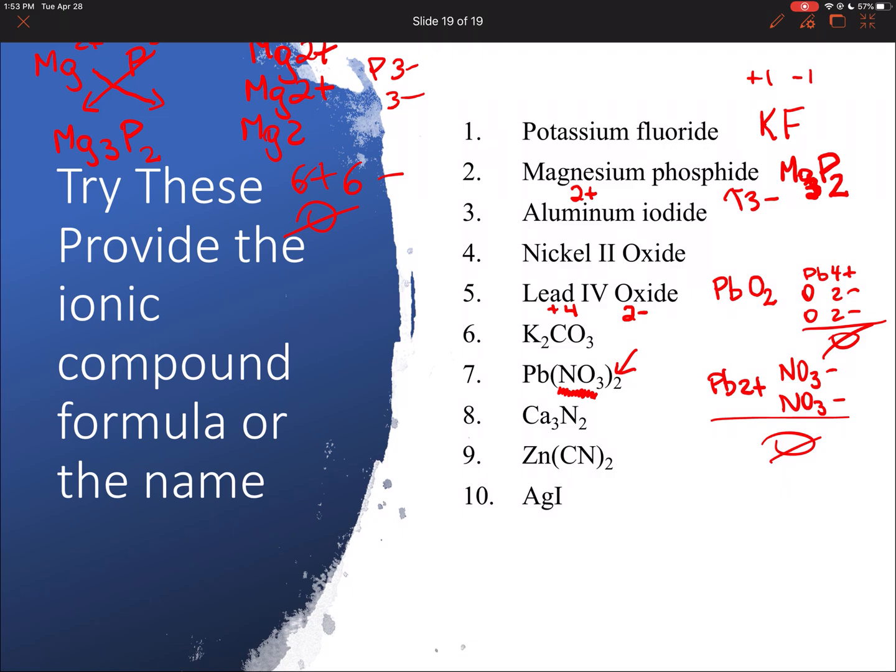But aside from that, how would we name this? Well, you needed to know this because this is lead 2. So we would say lead 2. You don't have to put it in brackets, oxide, like that, just because I'm running out of space a little bit. Lead 2 oxide.